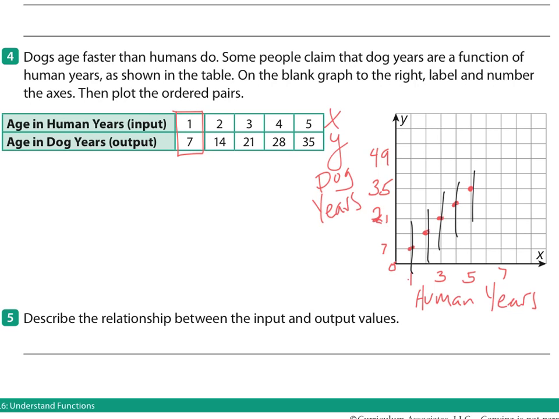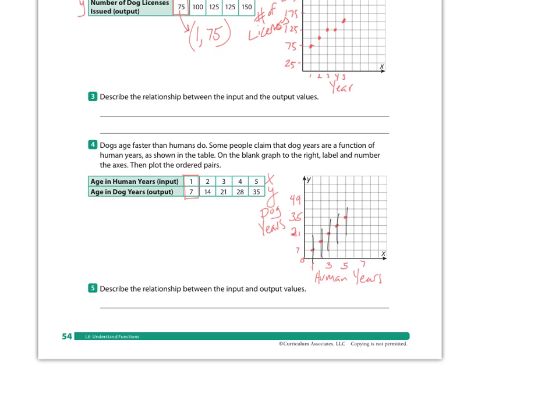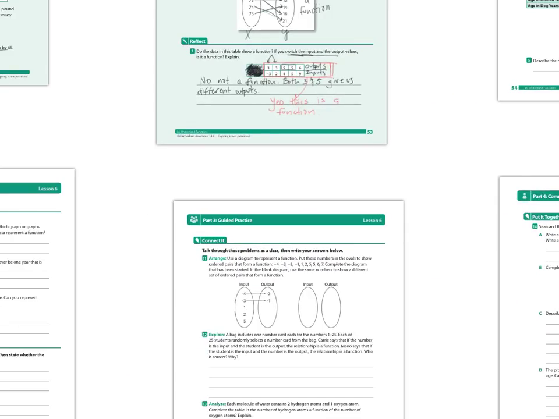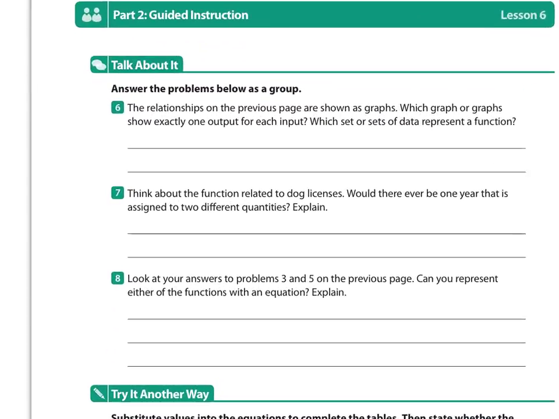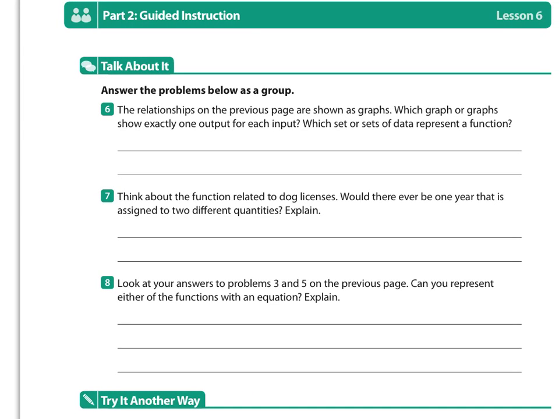And we can write a function rule for that. Maybe we will in just a little bit here as well. So let's take a look at our next page. It says the relationships on the previous page are shown in graphs. Which graph or graphs show exactly 1 output for each input? Which set or sets of data represent a function?